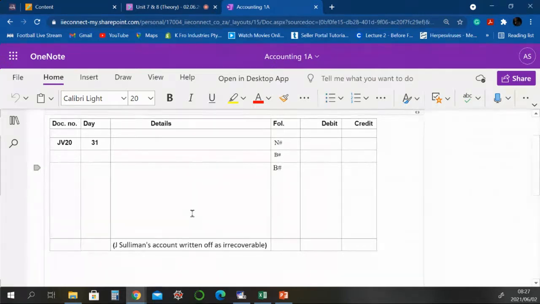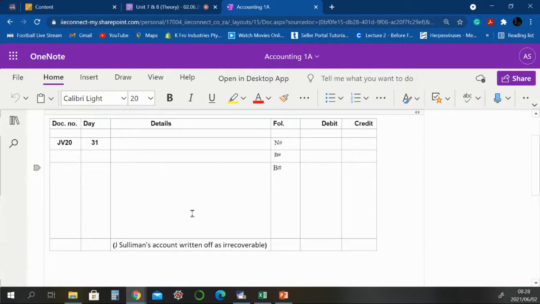So let me tell you about what's happening in example 7.1. We have this data. His name is Mr. Suleiman. This data, we've obviously been transacting with him. You can see the table of these debtors ledger right above the question 7.1. We've been transacting with him.